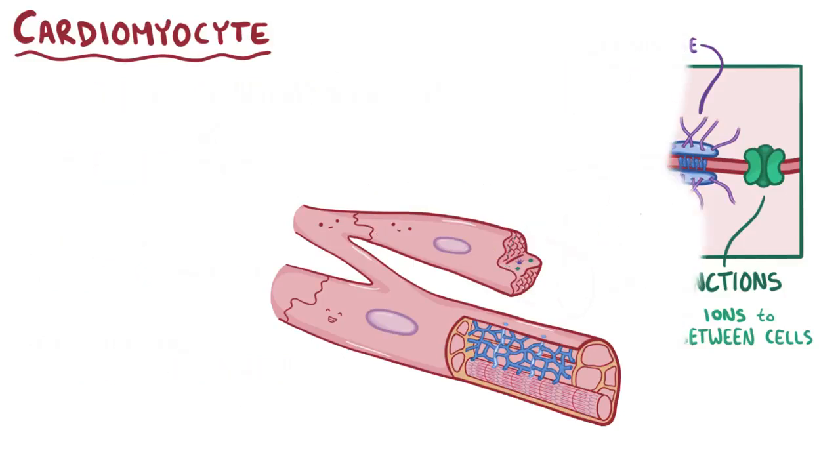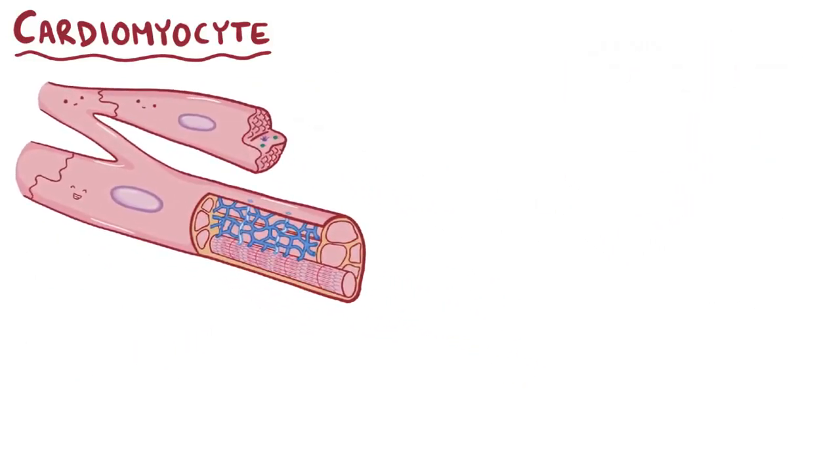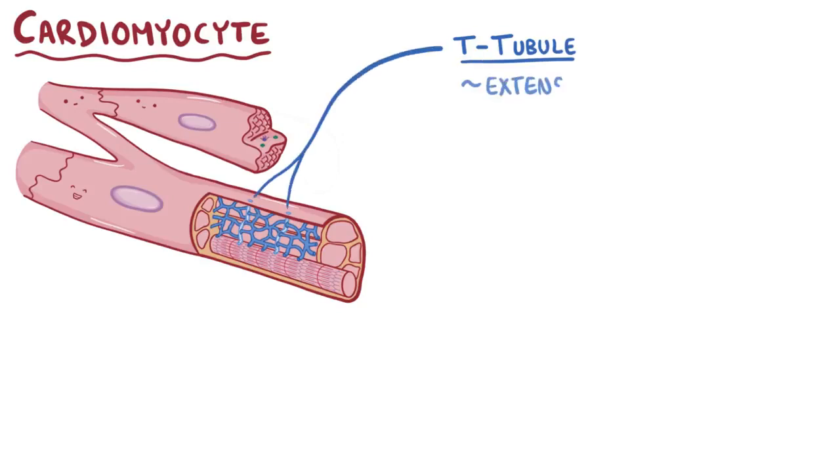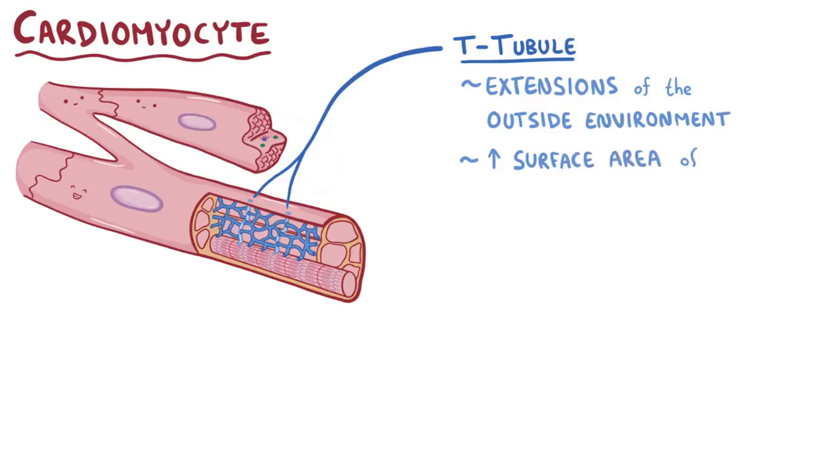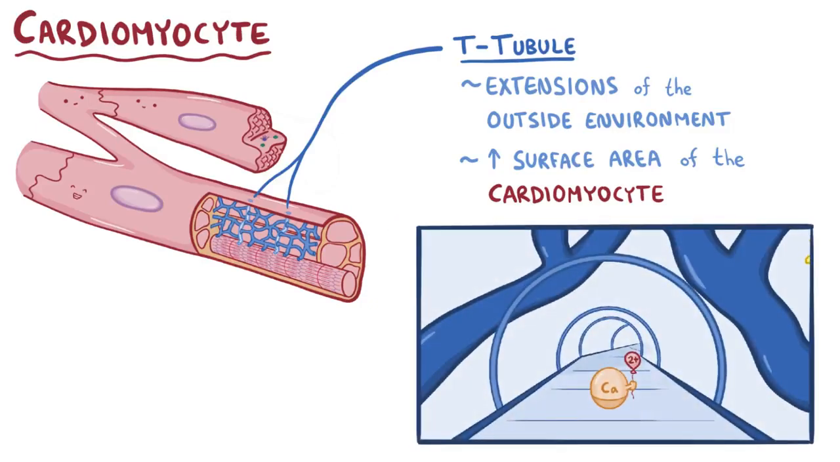Another feature of cardiomyocytes are passageways called transverse tubules, or T-tubules. T-tubules are extensions of the outside environment. They increase the surface area of the cardiomyocyte and they look like the letter T, so it's relatively easy to remember their name. Think of a large walk-through aquarium. You can walk through those tunnels and look at the sea creatures all around you, but you're not in the water with them.